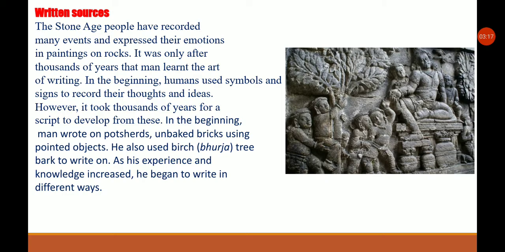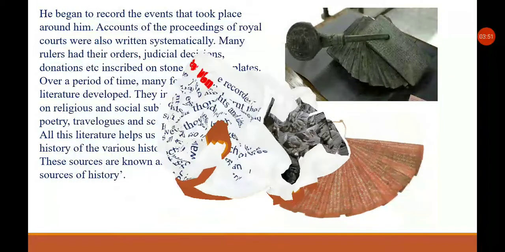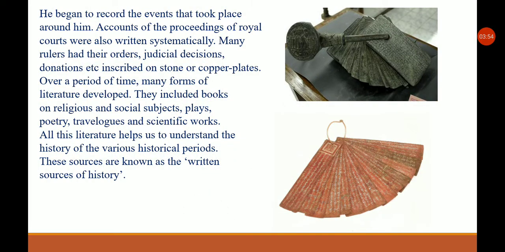In the beginning, man wrote on potsherds, unbaked bricks using pointed objects. He also used birch bark, tree bark to write on. Nowadays, birch trees are found in Kashmir. As his experience and knowledge increased, he began to write in different ways, like how nowadays we are writing in the notebooks, we have papers. He began to record the events that took place around him.